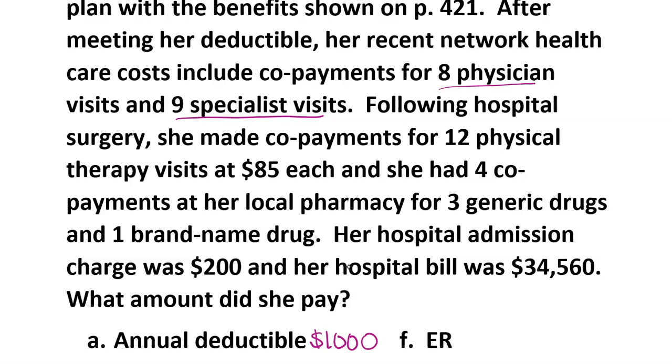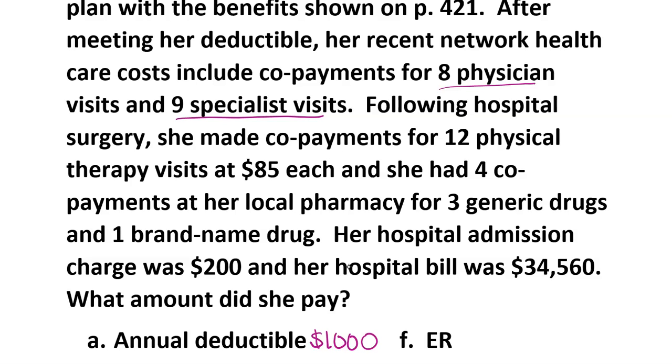Okay, so we did this one. We did that one. Following hospital surgery, she made co-payments for 12 physical therapy visits. Okay, so now you have to go back into that section. And physical therapy says 20%, but there's a double star. So look below on the very bottom line of that table. It says percent of total cost that you pay. So remember yesterday when they gave a number, it stood for the amount that the company that you work for had to pay. This one is actually the charge that you would have to pay if this was you.